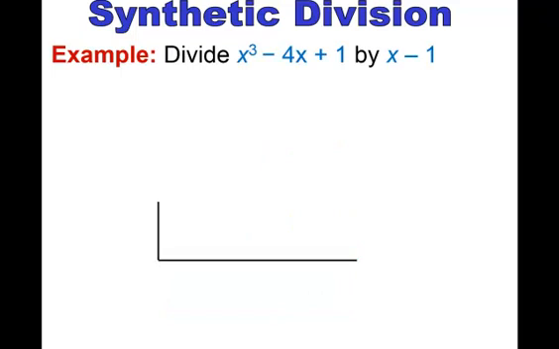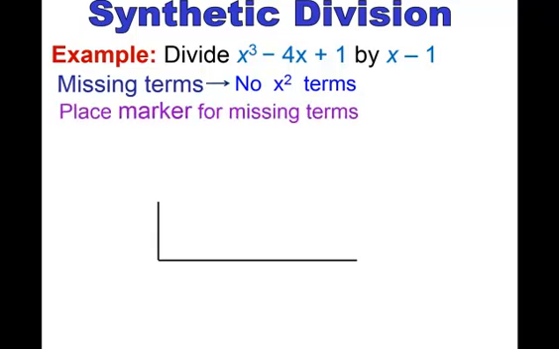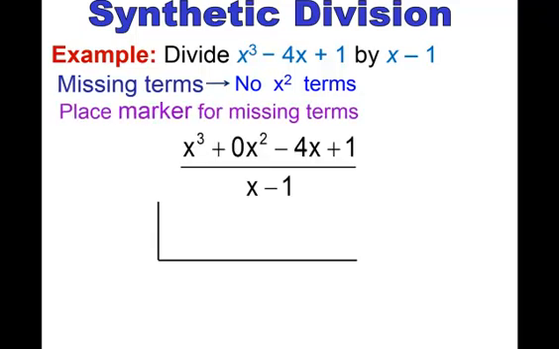Similar to the long division, if we're missing a term, you need to put that place marker. A missing term needs a place marker. This does not have an x squared in it. You always want to double check that. We have x cubed, we don't have an x squared, we have an x, and we have a constant. So where the x squared should be, I would put a place marker of 0.